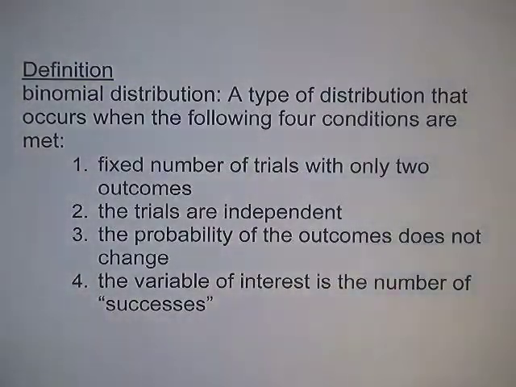Number one, there are a fixed number of trials with only two outcomes. Two, the trials are independent, so the outcome of the first trial has no effect on the outcome of a second trial. Number three, the probability of the outcomes does not change, so those probabilities stay the same for each trial. And number four, the variable of interest is the number of successes.